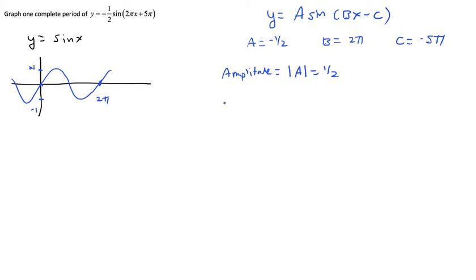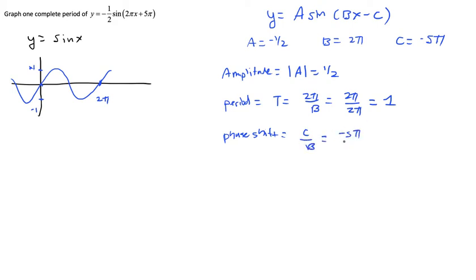Now the period, which is denoted by the capital letter T, is 2 pi divided by b. So we'll just plug the b value in here: 2 pi divided by 2 pi. Wait a minute, that's just equal to 1. So that's the period of this function. And the phase shift is c over b. So in this case, -5 pi over 2 pi. The pi's cancel out, so -5 over 2. Remember, the negative tells us that we're going to shift this to the left.